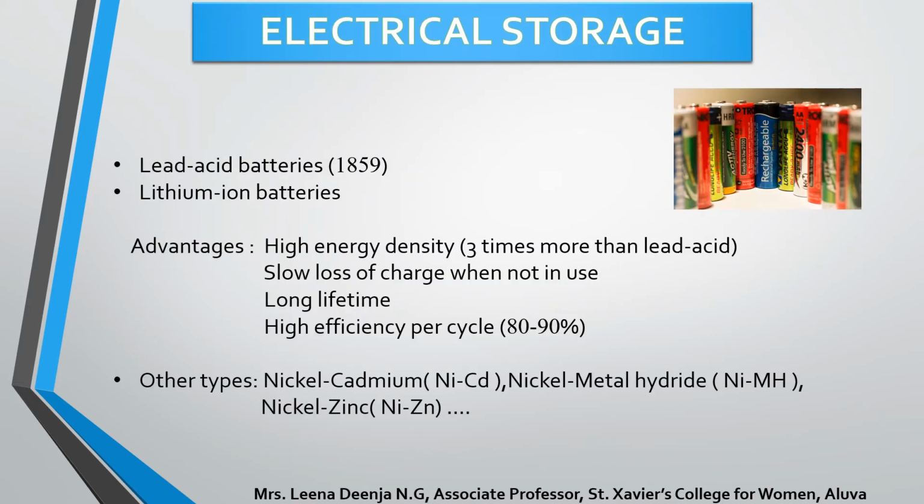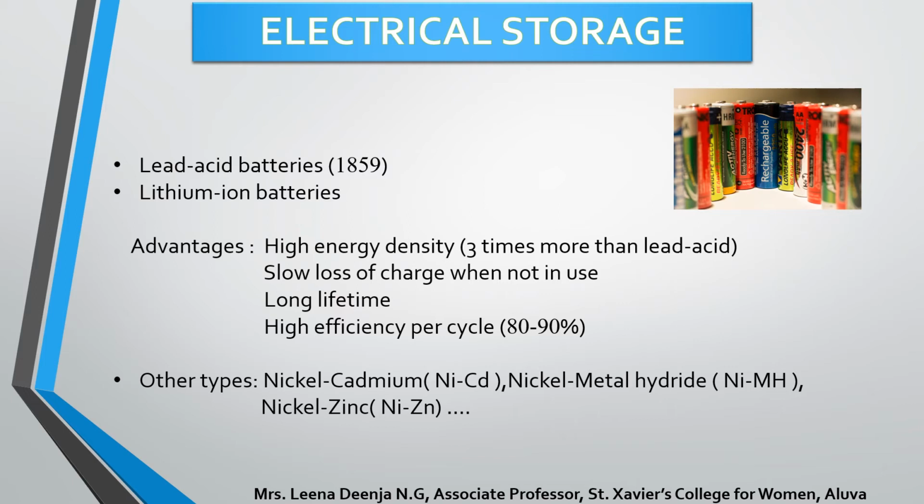The next type of storage is electrical storage. Storage of electricity in a battery is the most common method. There are different types of batteries. First one, lead acid batteries. It is the oldest rechargeable battery. It was invented in 1859.